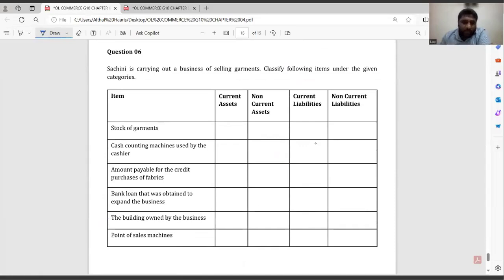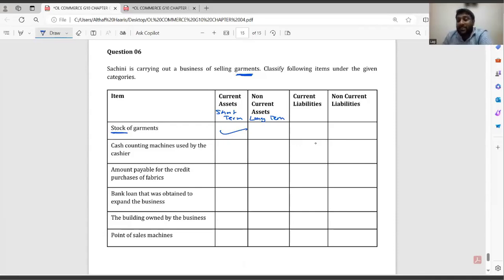Stock. This is a garment business. Stock. First tell me asset or liability. Asset. Current asset or non-current asset? Short term asset or long term asset? Short term. Stock is a current asset.